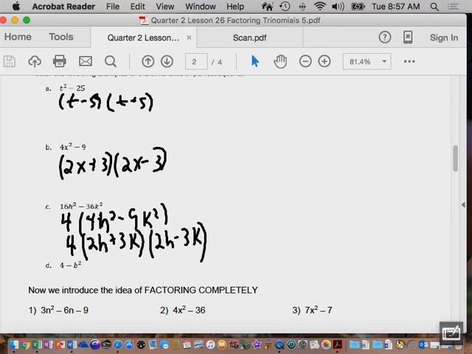They share a 4 in common. Otherwise, you may have had the answer 4h plus 6k, 4h minus 6k. But the 4h plus 6k and the 4h minus 6k are both further factorable.